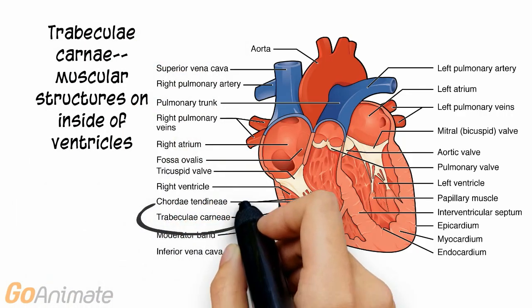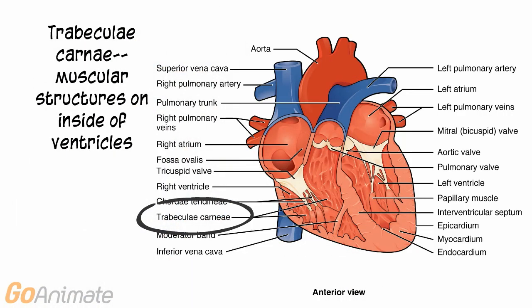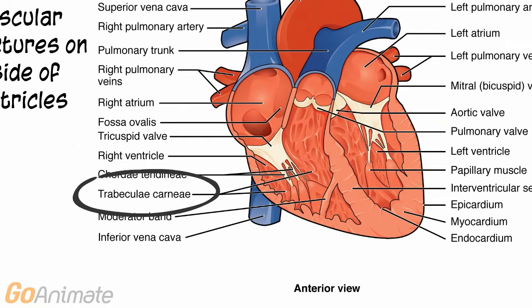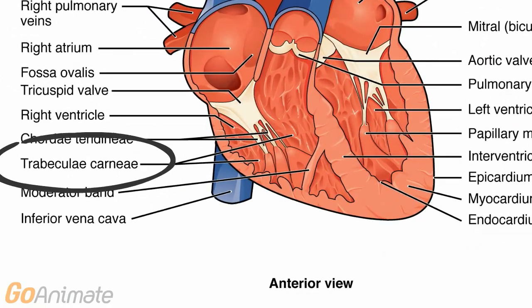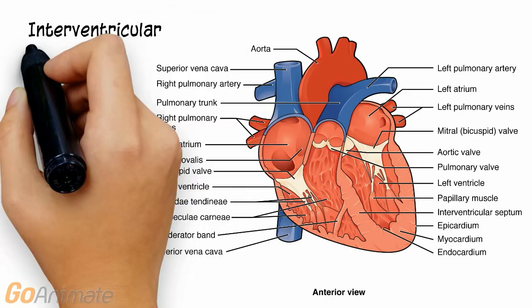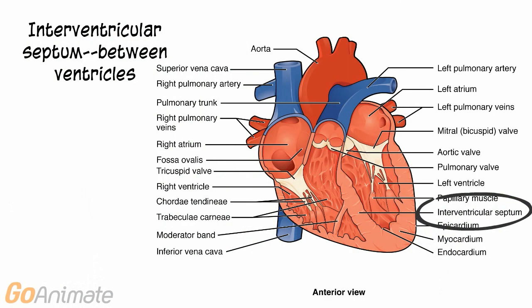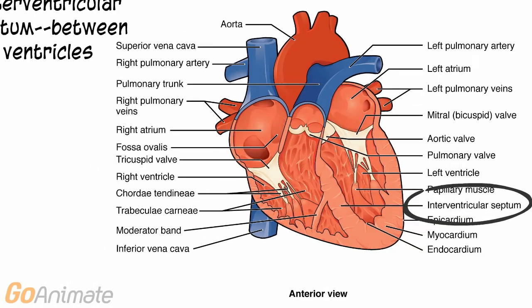The trabeculae carneae are muscular structures that line the walls of the ventricles. The atria have similar structures called pectinate muscles. The interventricular septum is a muscular wall between the ventricles.